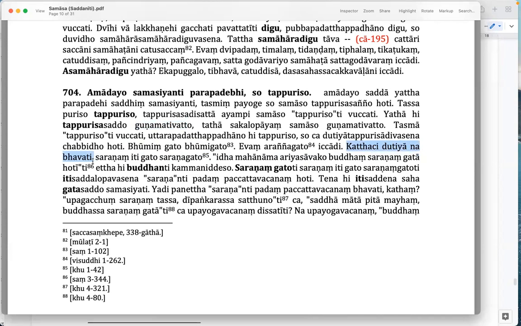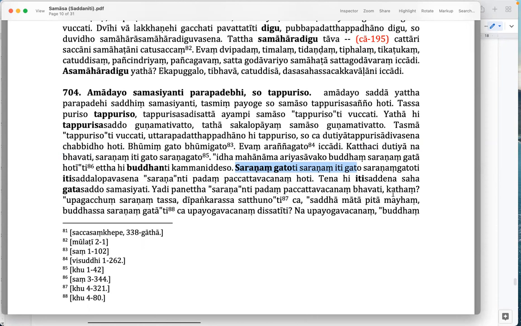Kataji, in some cases, Dudia Nabawati, not accusative case. So saranaiti gato, in the word saranangato, also bhumi gato, aranya gato. Kataji dudiyana bhavati, saranangato, and iti so mahanama ariyasavako, bodhan saranangata. So bodhan is the object, and saranangato, saranang iti gato. So actually, that sarana is nominative case, not dudiya daburisa.